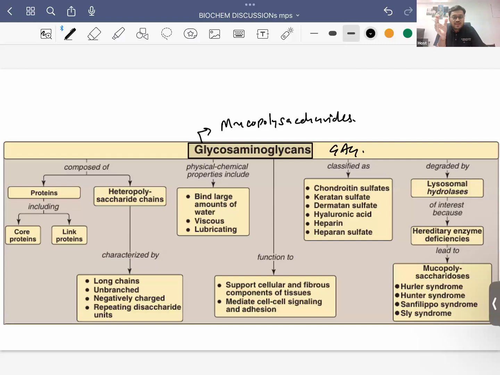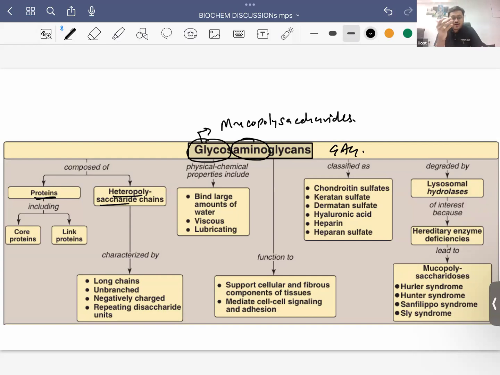So, as the name says, glycosamino. It has a glyco part as well as an amino part, so it is a combination of two things. Glyco is for polysaccharides, or to be specific, heteropolysaccharide chains, and amino is for proteins. So it has carbohydrates as well as proteins combined together to form glycosaminoglycans.